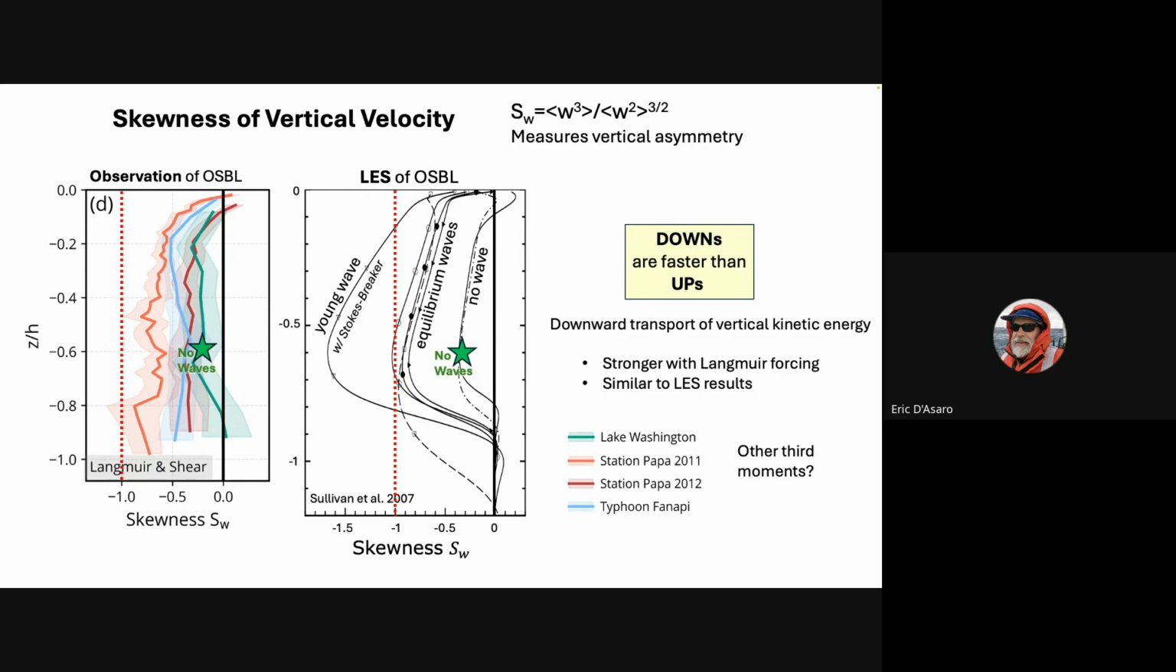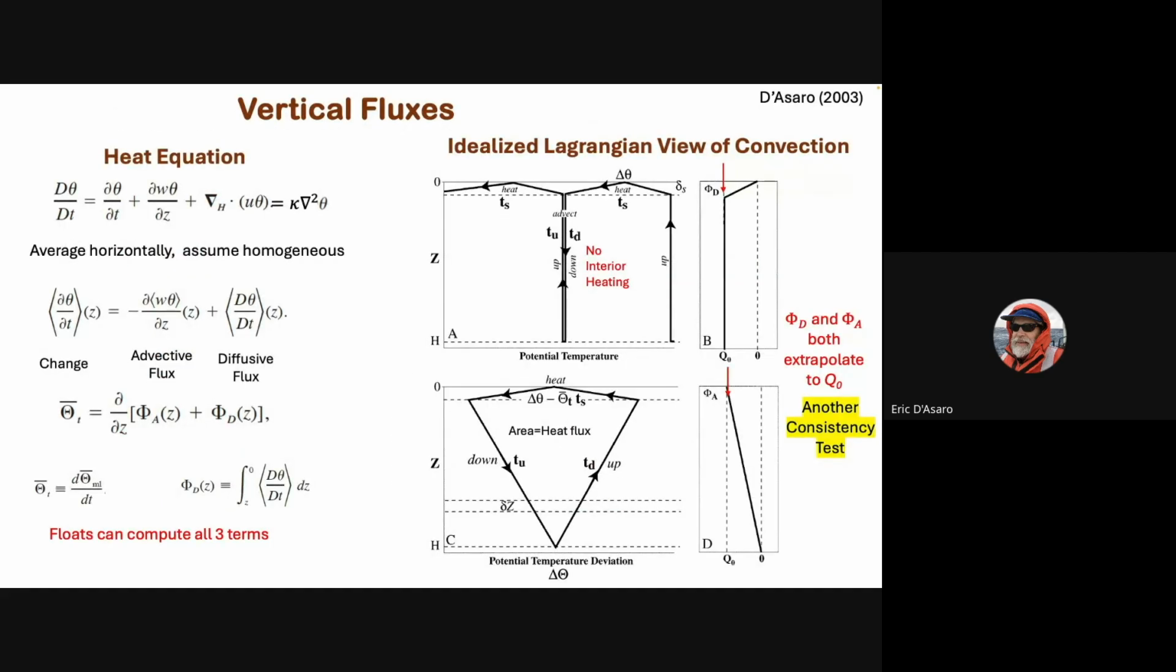And it says that the flow is not vertically symmetric. Down is faster than up. That's a lack of vertical symmetry. That'll show up. Now, you can not just do vertical velocity. You can do another interesting thing. You can do fluxes. Everybody loves fluxes.